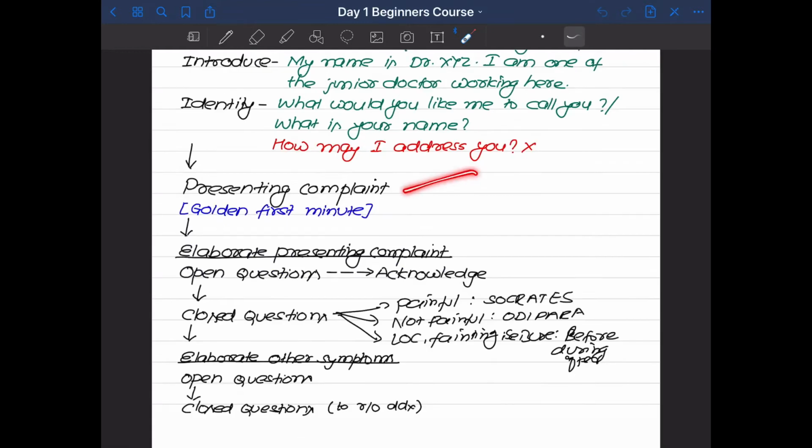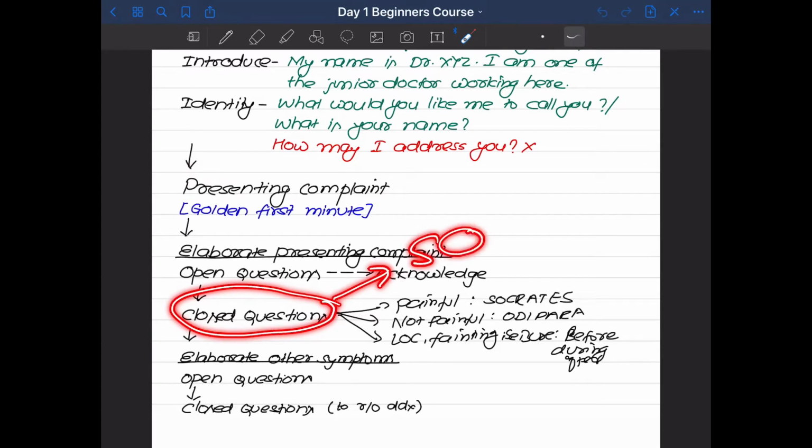Once you are done with the presenting complaint, the next thing you have to do is to elaborate this presenting complaint. Now the elaborating should be done by asking open-ended questions and then closed-ended questions. We are making most of the mistakes here itself. For example, when the patient says, doctor, I'm having pain in my tummy, when you ask, how can I help you, you go directly on to closed questions, asking, where exactly is this pain? How did this pain start, etc.